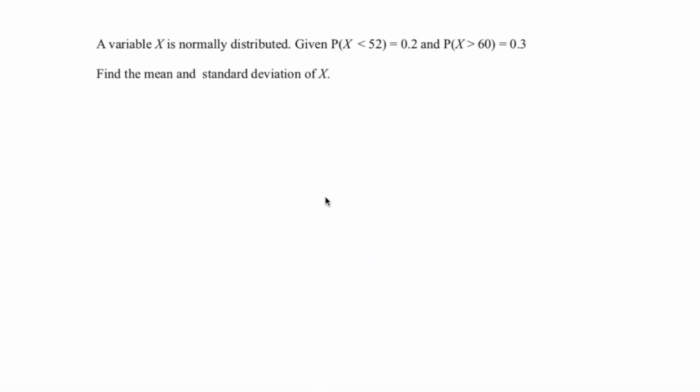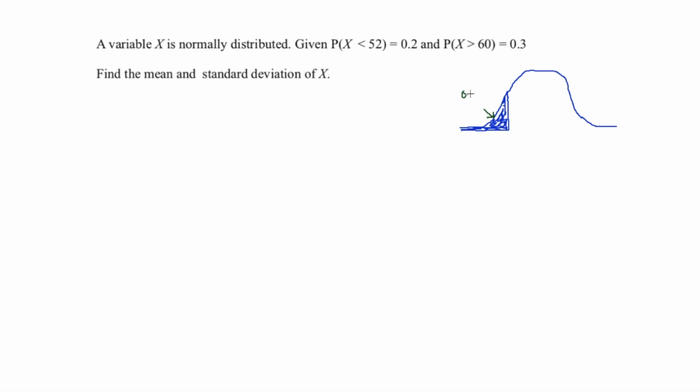So in the next question, we're going to introduce the idea of the inverse normal, which is using the idea of areas. So first of all, to this question, we'll draw a bell-shaped curve to show exactly what is going on. Now, it says that the variable x is normally distributed. It says that x is less than 52 is equal to 0.2. So if that's 52 there, we're saying that this shaded area here is going to be 0.2. So that area there is 0.2.